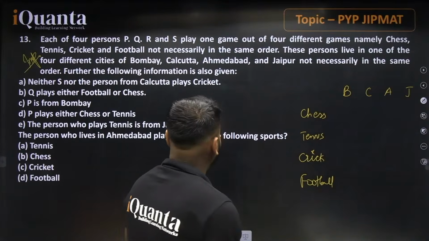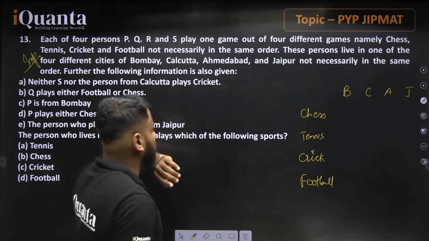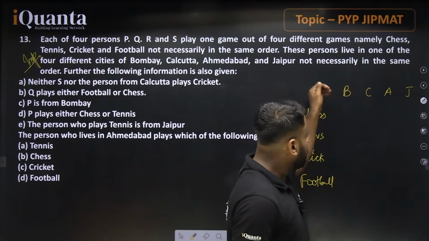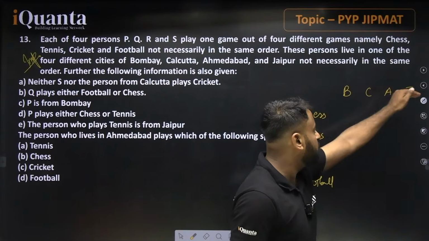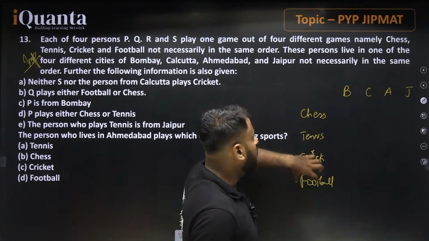This is the statement, and not necessarily in the same order. Further, the following information is also given. This is how we are just going with the table. So if talking about this horizontal line, it is representing the cities, and this vertical line is representing the games, right?